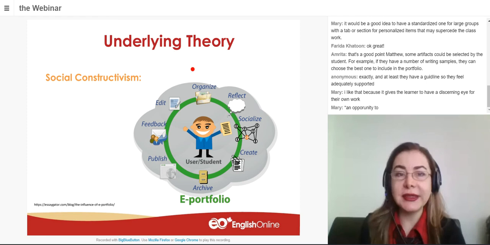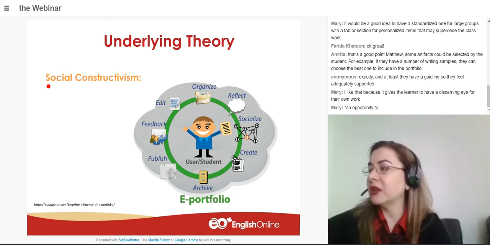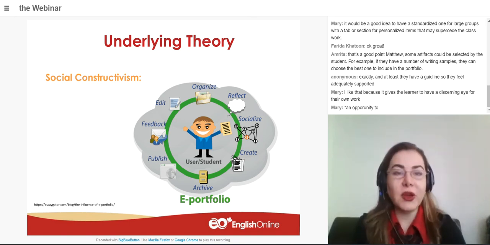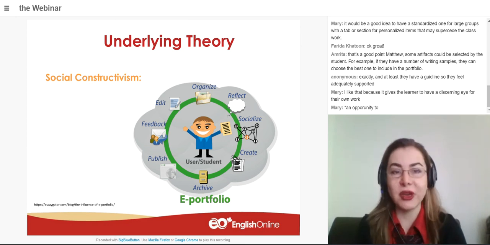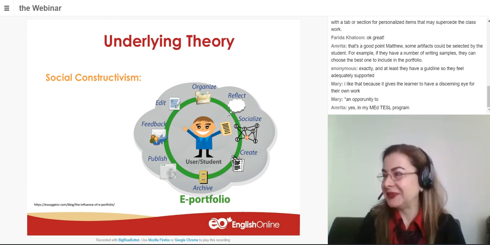Yeah, so the underlying theory here is mainly social constructivism. Feel free, please, to share what is your understanding of social constructivism. Have you come across this term before? Have you read it somewhere? For those of you who are studying, yeah, I'm sure you've come across that.